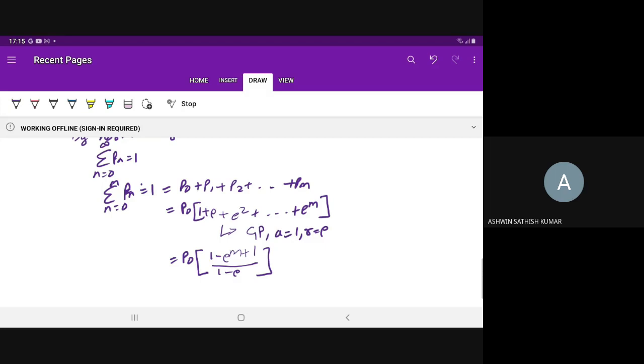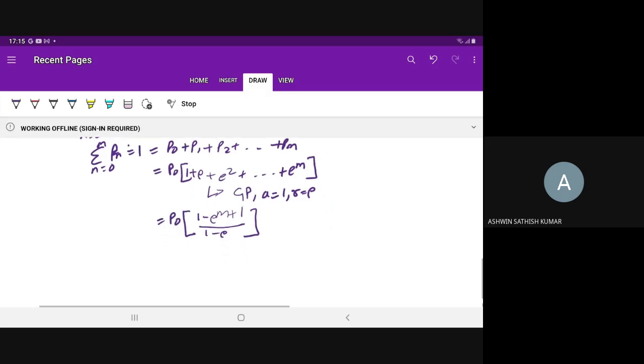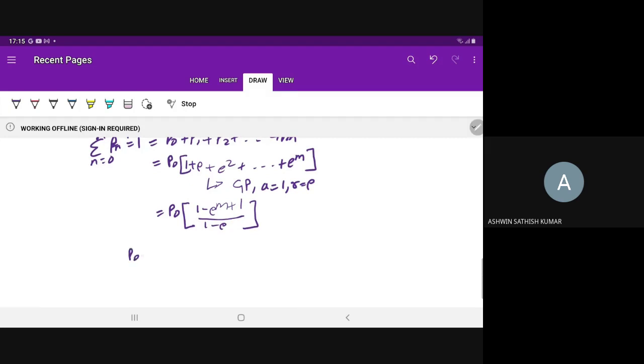Clear? Is there any doubt? So from here, p naught will be 1 minus rho upon 1 minus rho to the power m plus 1. Why are we using this? Because rho is less than 1. Why is rho less than 1? Because lambda upon mu is less than 1, or lambda is less than mu. So for solving any queuing system, we always assume that the arrival should be lesser than the service, so that only then you can solve the equation, otherwise there is an explosion of the queue.